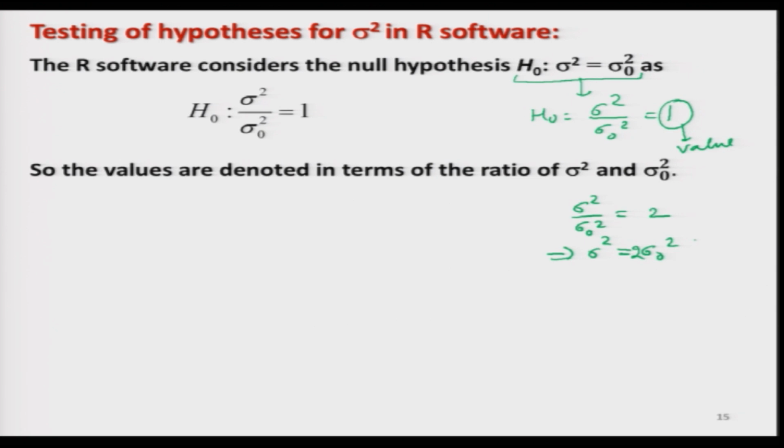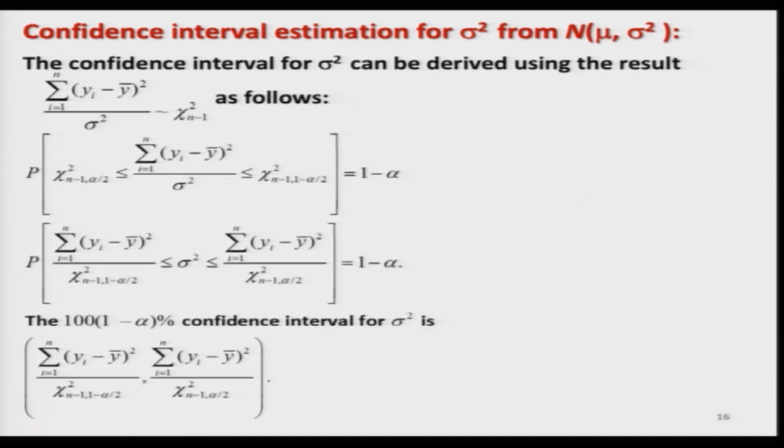So, when you want to test the equality of sigma square and sigma naught square, then in the software you have to provide the value as 1, right, which is the ratio of sigma square and the given value sigma naught square.